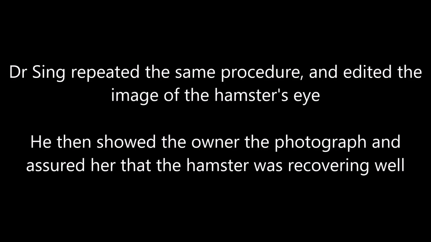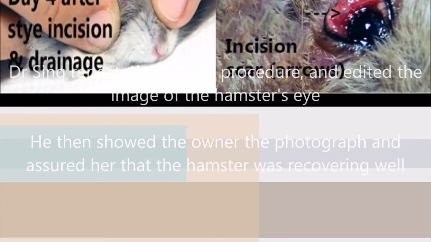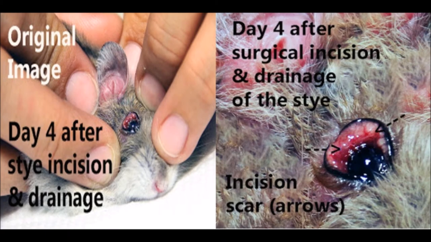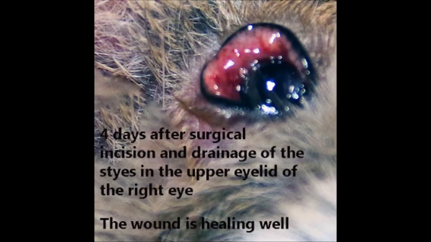Dr. Singh repeated the same procedure and edited the image of the hamster's eye. He then showed the owner the photograph and assured her that the hamster was recovering well. On the left is the original image, and on the right is the edited image, which is much clearer. Here we can see that 4 days after surgical incision and drainage of the stye in the upper eyelid of the right eye, the wound is healing well.